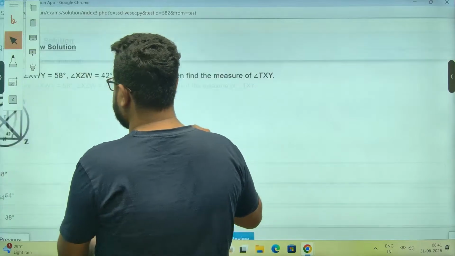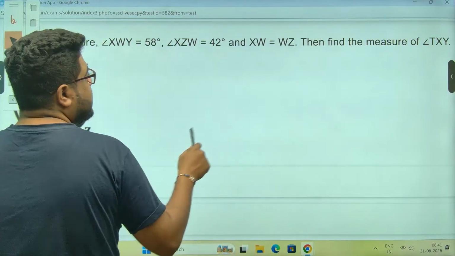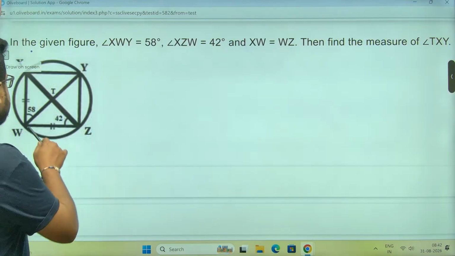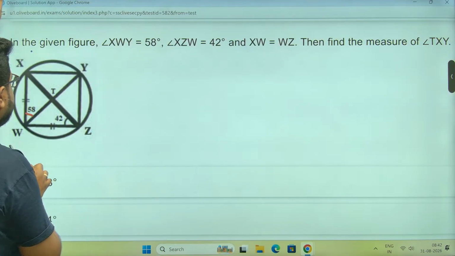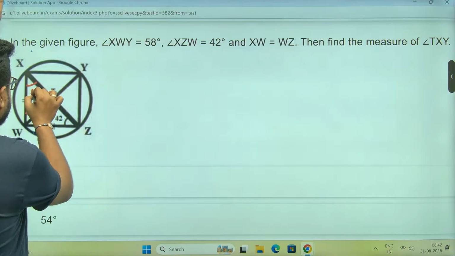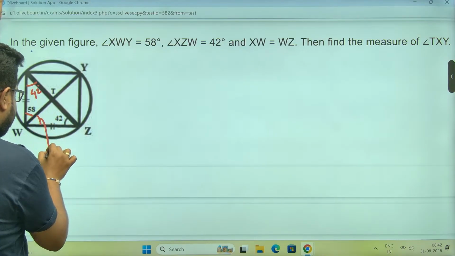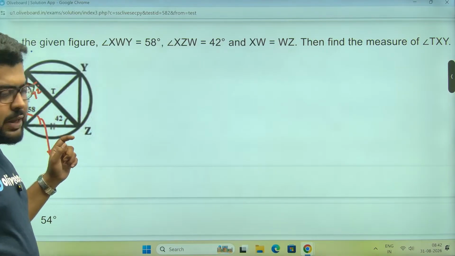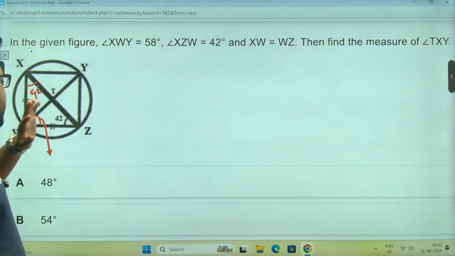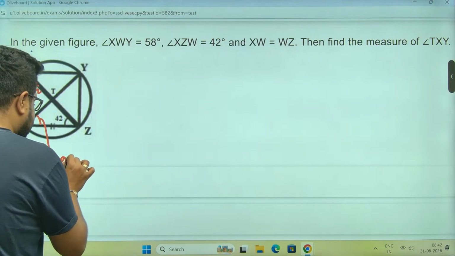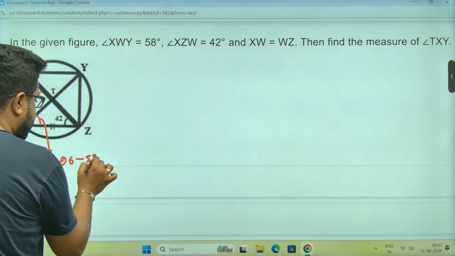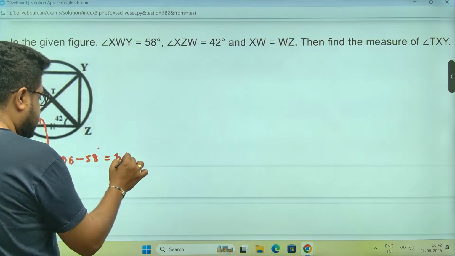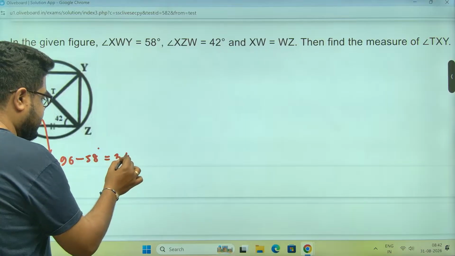What is given here, sir? TXY I need. This is given as 58 degrees. This is 42 degrees. These two are equal, meaning this is also 42. So this angle I can figure out very easily, because total in triangle XWZ has to be 180. Out of that, 42, 42, that is 84 gone, sir. So 96 remaining. Out of that, this is 58. That means 96 minus 58 is 38 degrees for this one.